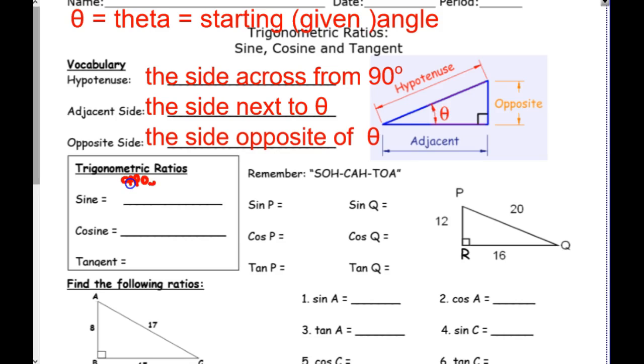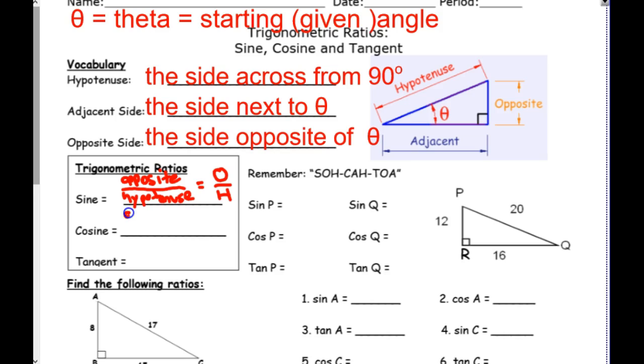Sine is going to be opposite over hypotenuse. You've got to write real small. Opposite over hypotenuse, or people write it as O over H, which is a lot easier to write.